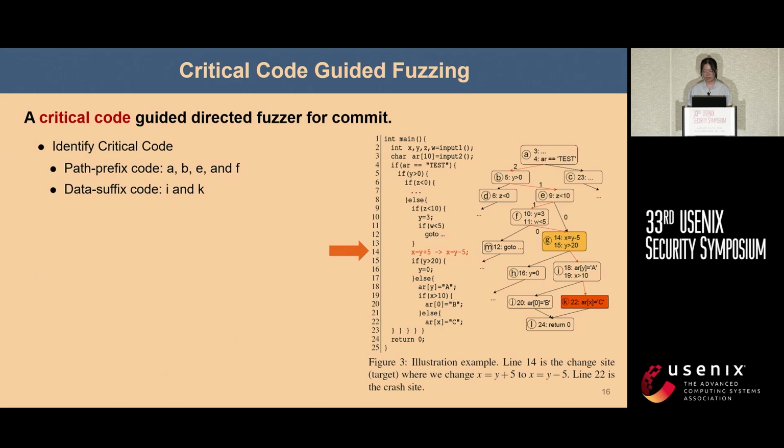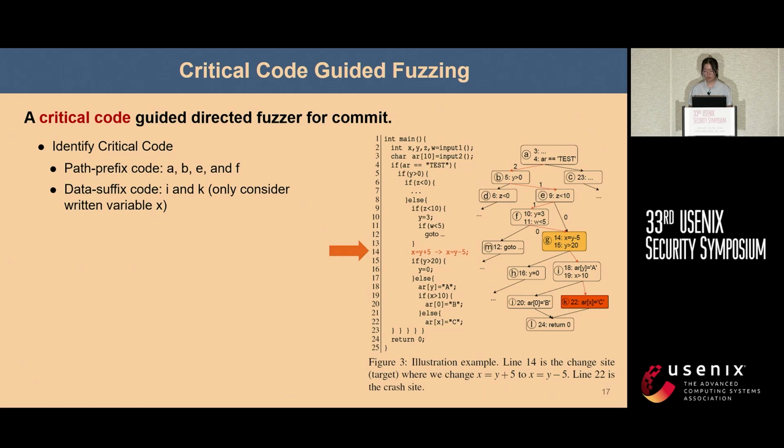Then the path prefix code is basic blocks A, B, E, and F, and the data surface code would be basic blocks I and K. Here, for the data surface code, to reduce the analysis workload, we only consider the critical variables. In other words, the variables that are written in the change sites are considered.